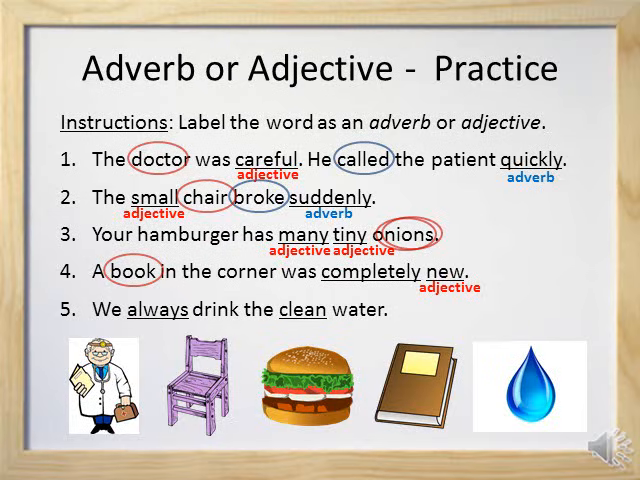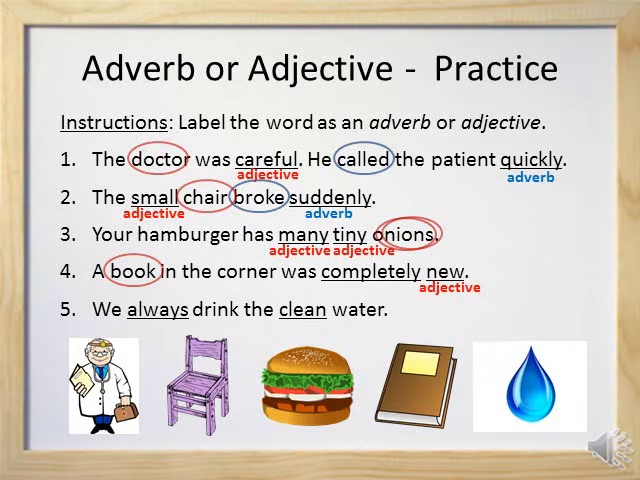How do we know that new describes book and not corner? Well, read the sentence once again. A book in the corner was completely new. Is this sentence telling us that the corner was new? No. This sentence is telling us that the book was new. That's how we know that new describes book. And book is a noun. That means new is an adjective.